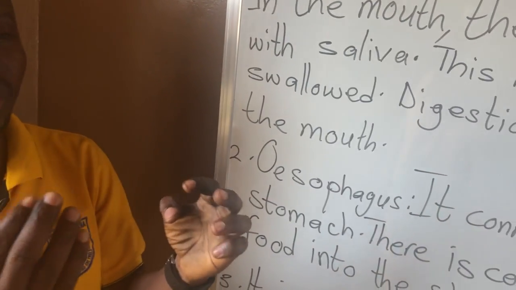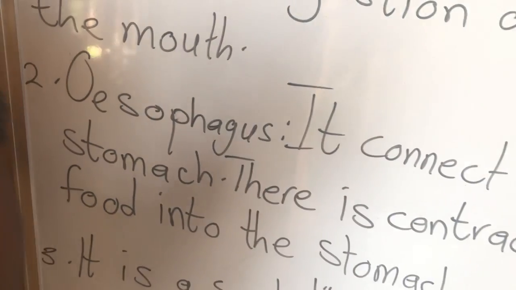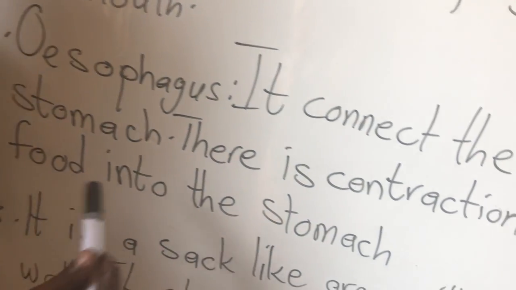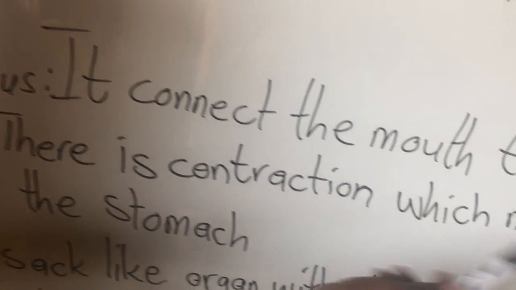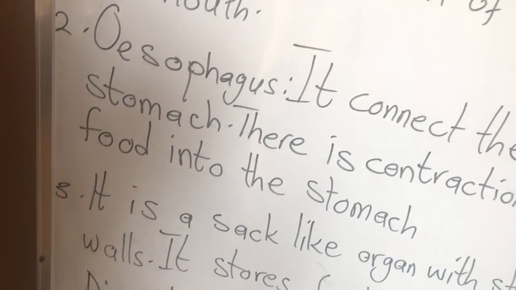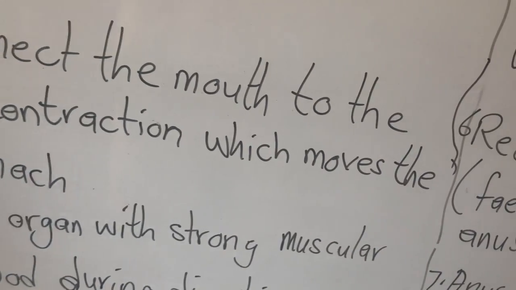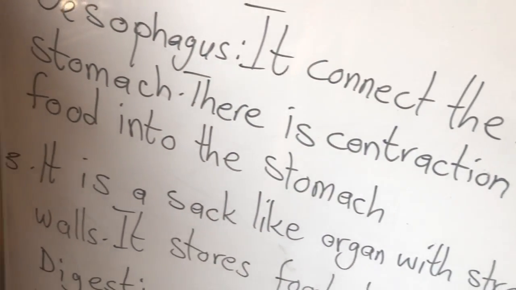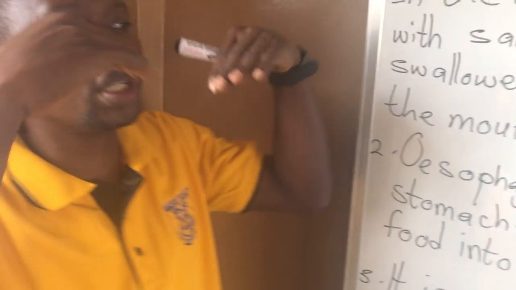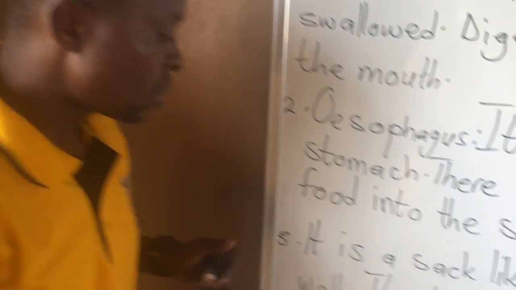So that is the function of the esophagus. It serves as the road through which the food travels into our stomach. There is a constriction which moves the food into the stomach. When we are swallowing the food, our throat goes up and down, and during that it becomes small. When it becomes small like that, it pushes the food down into our stomach. Good, let's continue.